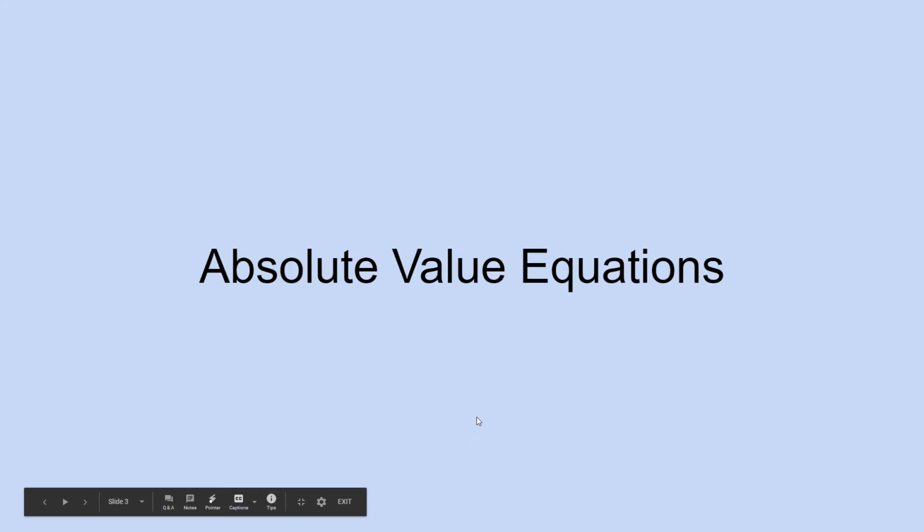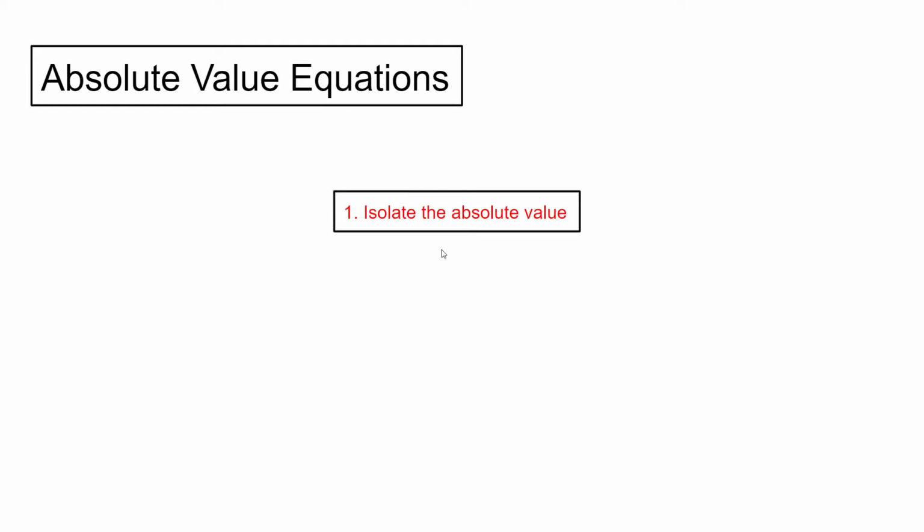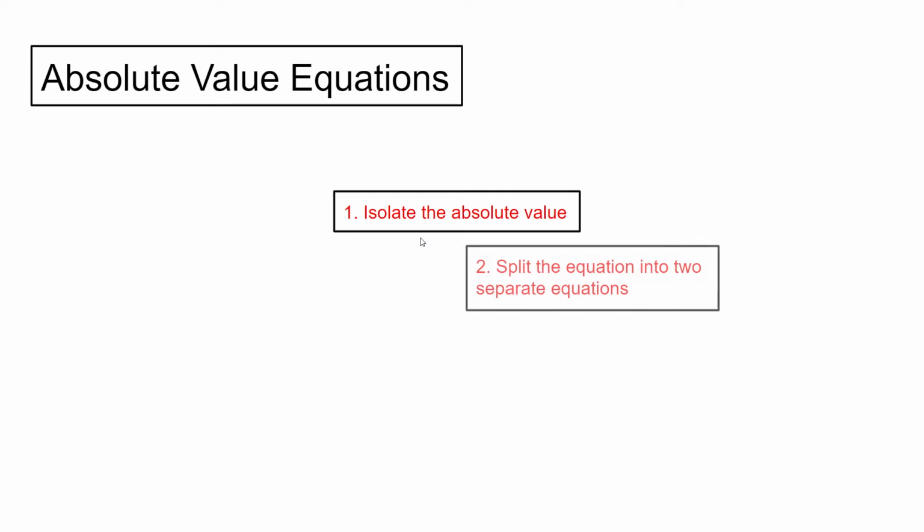Now, let's get into absolute value equations. There are 3 rules in solving absolute value equations. These are 1. Isolate the absolute value. 2. Split the equation into 2 separate equations. And 3. Solve both equations. This may not make sense now, but let's look at an example.